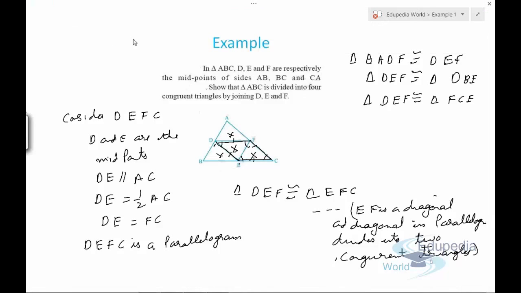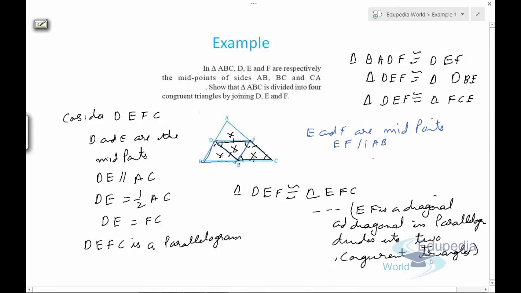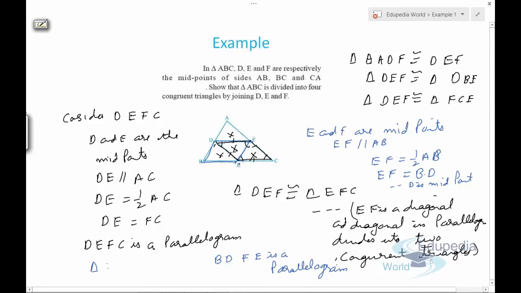Now again, if you see this properly, this is also a parallelogram. Why is it a parallelogram? Again, E and F are the midpoints. If E and F are midpoints, so EF is also parallel to EB. So we can say that EF is half of AB, and since D is a midpoint, EF equals BD. So we can say that EBDF is a parallelogram. So now the triangle BDE is congruent to triangle DEF.